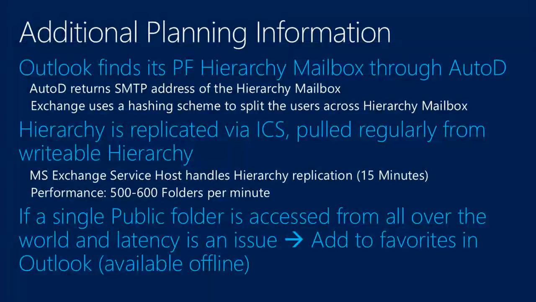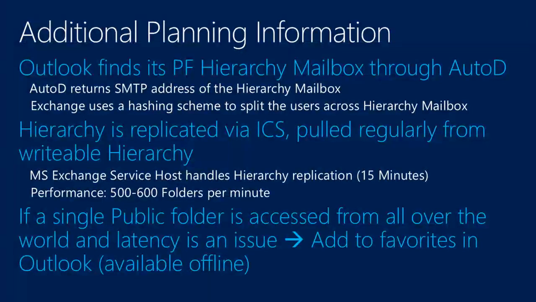So we use that hashing scheme that I told you about before, where we go across and try and find and load balance the hierarchy across the various public folder mailboxes. We use the incremental change synchronization, and we typically get somewhere around 500 to 600 public folders per minute for replicating the hierarchy and hierarchy changes. And those are some of the scalability improvements that they're trying to work on.